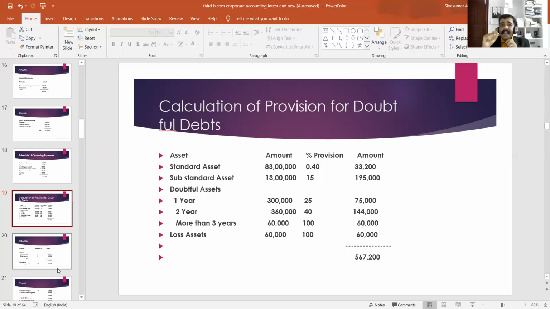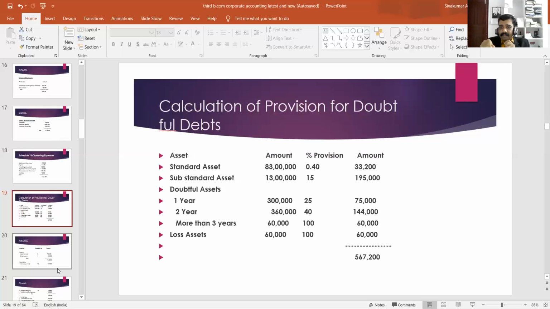Okay. Then in this question, there is standard asset, substandard asset, doubtful asset up to 1 year, doubtful asset up to 2 years, doubtful asset more than 3 years, and loss asset. If the question includes standard asset, substandard asset, doubtful asset, and loss asset, you have to show some percentage of that asset as provision in your profit and loss account. If your question includes standard asset, then please show 0.40% of that amount as provision.